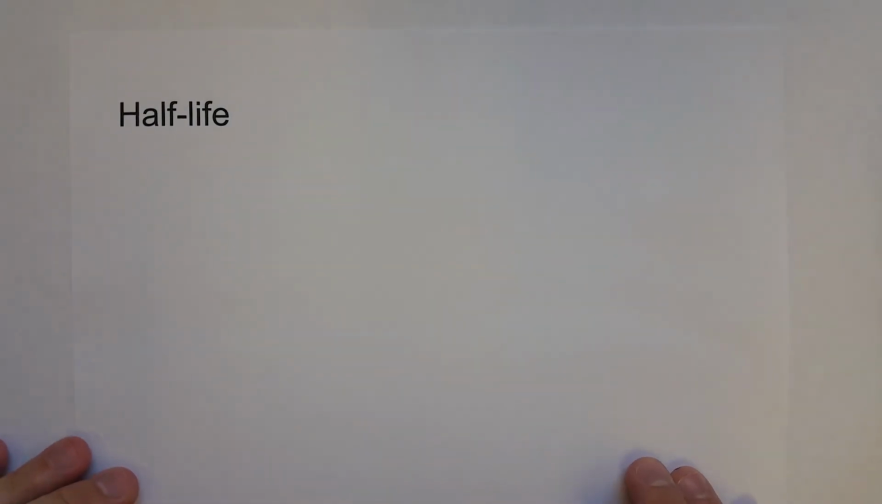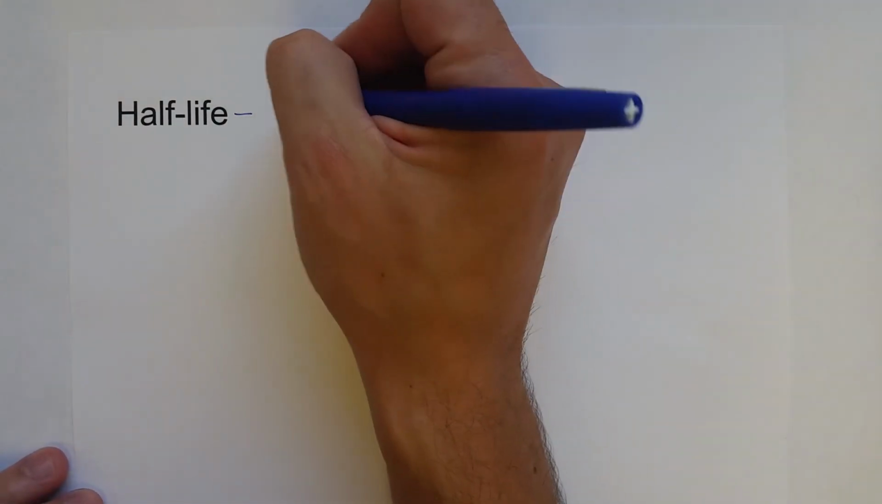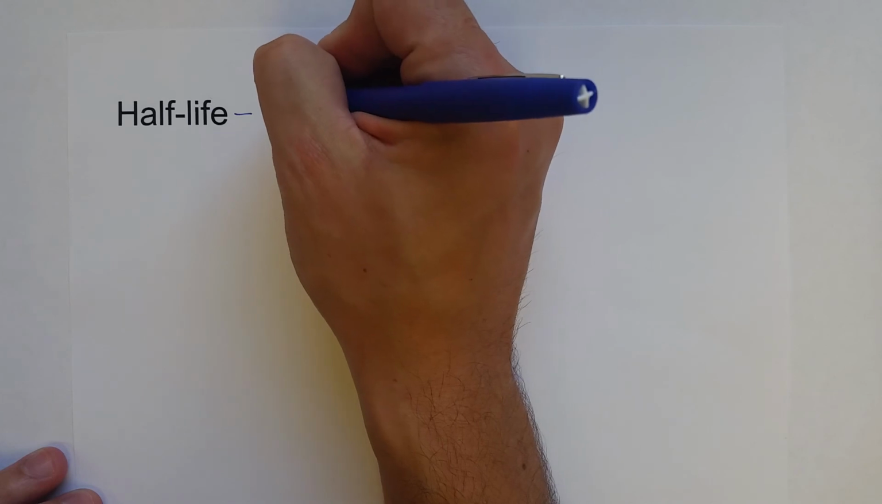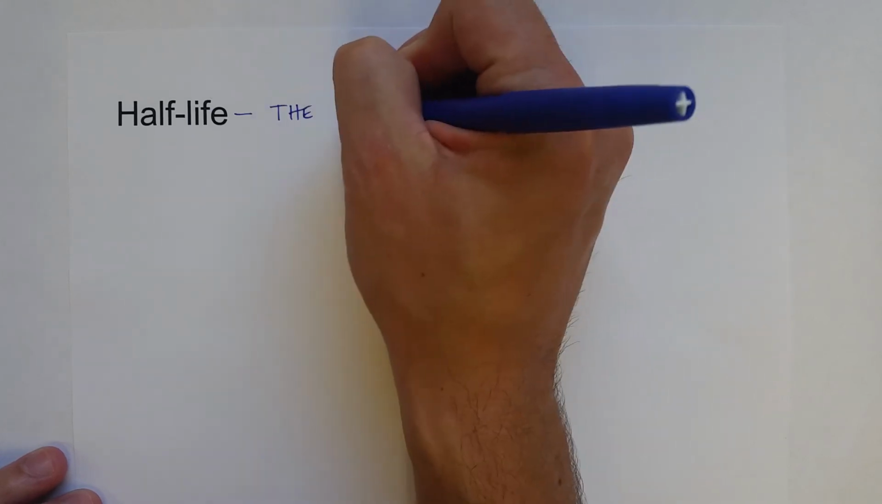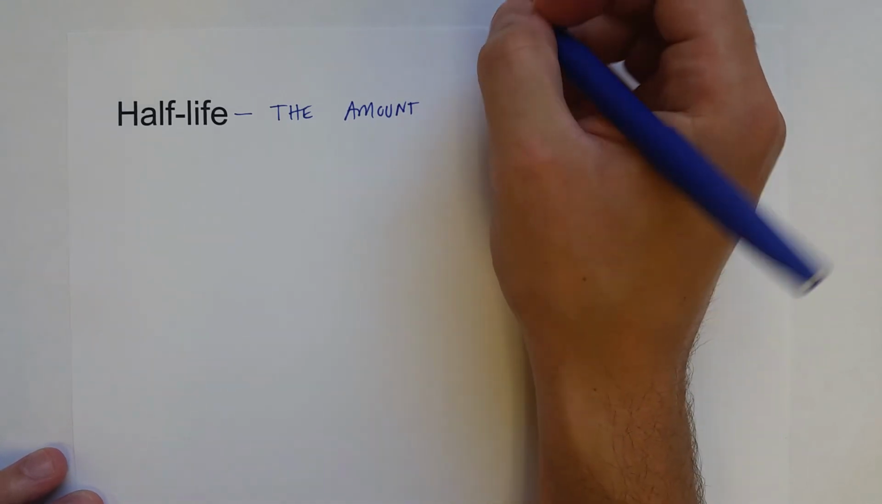All right, so a really important evaluation of nuclear material is what's known as the half-life. And the half-life is the amount of time it takes for half of the radioactive material to decay.